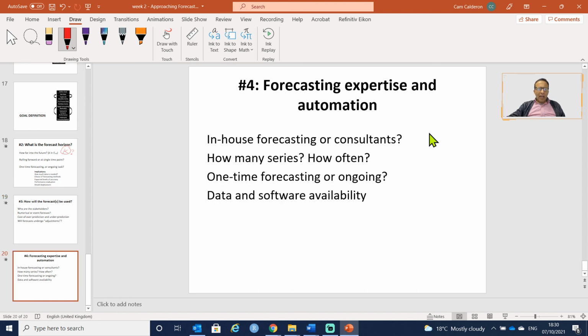Forecasting expertise and automation: you need to get to know this if you are going to do in-house forecasting, or if you are going to use consultants. You need to know how many series, how often, one-time forecasting or ongoing, and whether you are going to get someone helping you with the data, and the software availability, etc.